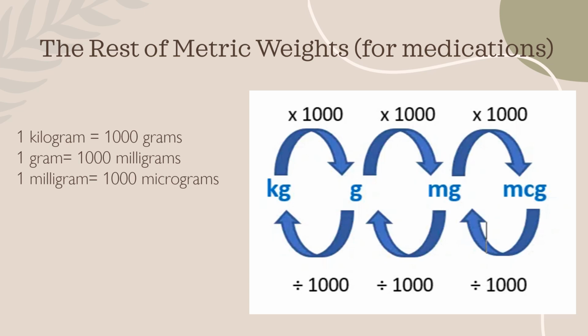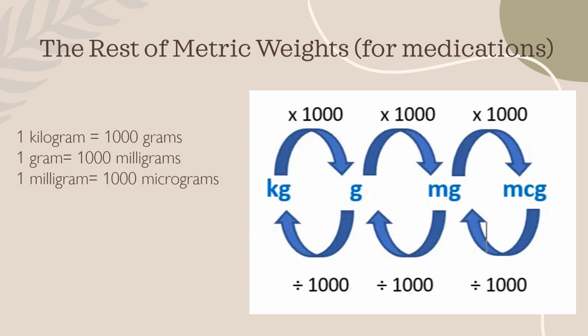We've learned how to convert from pounds to kilograms. Now let's discuss how we weigh medications. So our medications come weighed in the metric system, which we call our medication dose. We can have medications dosed in kilograms, grams, milligrams, and micrograms.